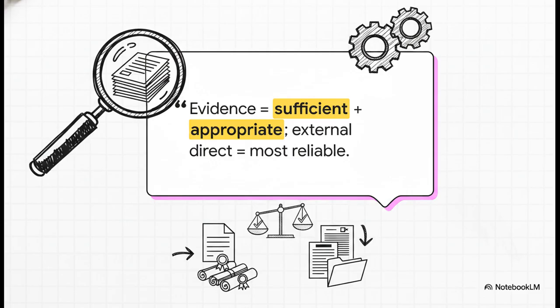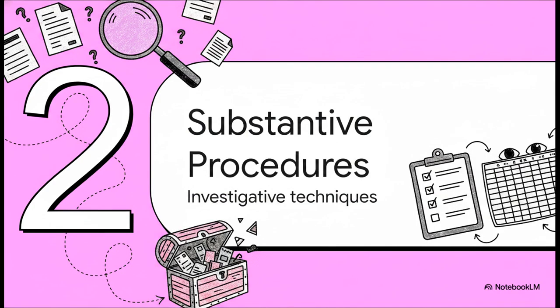Okay, I want you to lock this one-line summary firmly into your mind. Evidence equals sufficient plus appropriate, and external direct is the most reliable. That right there is the golden rule for gathering your audit clues. Always prioritize that external, direct evidence over anything generated internally. Moving on to Section 2.